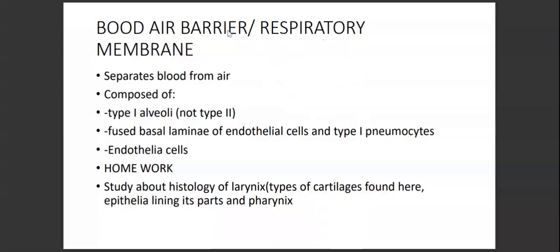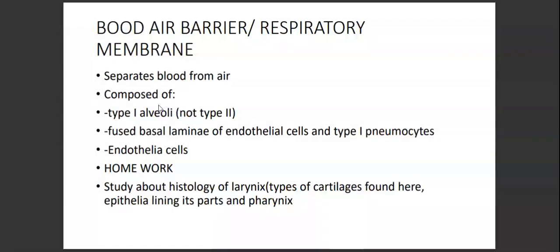This respiratory membrane, or the blood-air barrier, is what separates the blood from the air that is in the alveoli. The blood that is in the blood vessels and the air that is in the alveoli are separated by this blood-air barrier or the respiratory membrane. So this respiratory membrane is made up of three things.